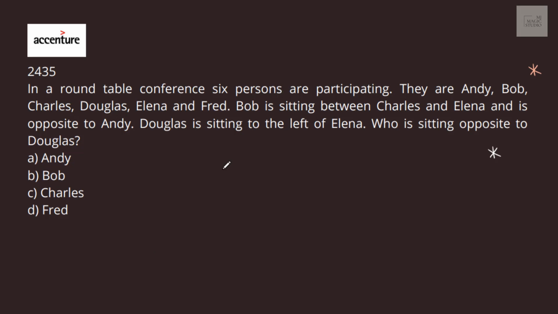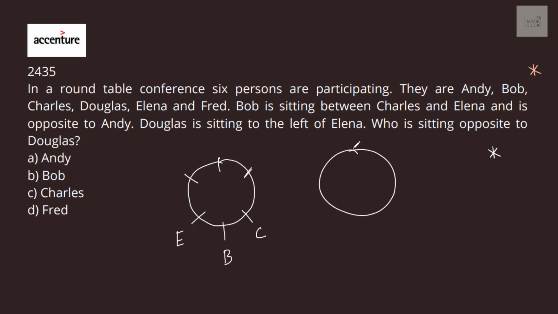In a round table conference, 6 persons are participating. If nothing is given, I'll always consider the 6 people to be looking towards each other, isn't it? They are Andy, Bob, Charles, Douglas, Elena, and Fred. A, B, C, D, E, F. Bob is sitting between Charles and Elena. Yes, we can have one more design here. Let me have this. Bob is sitting between Charles and Elena and is opposite of Andy. So just opposite of Bob is Andy.